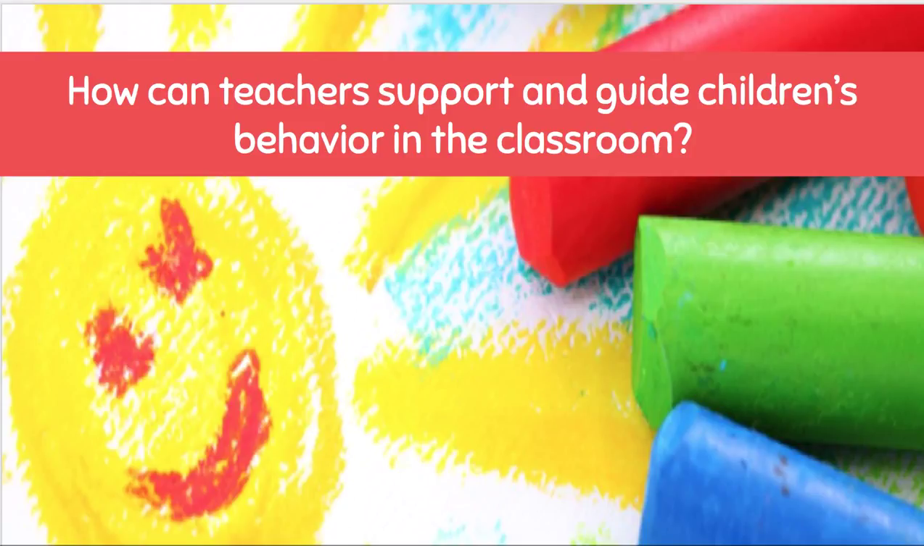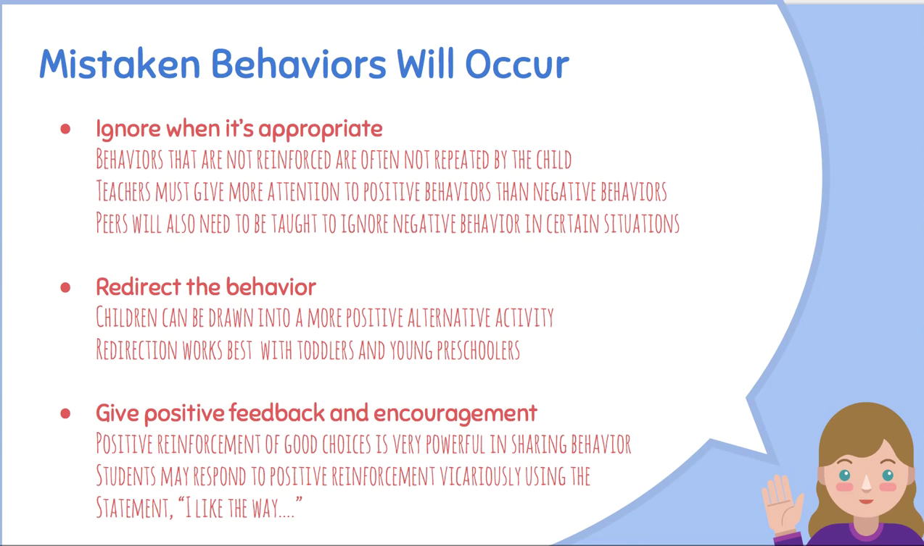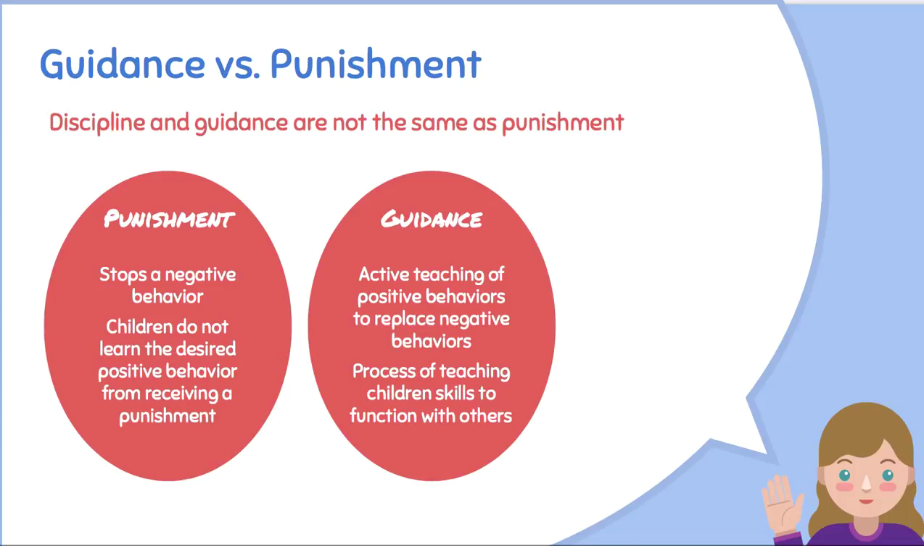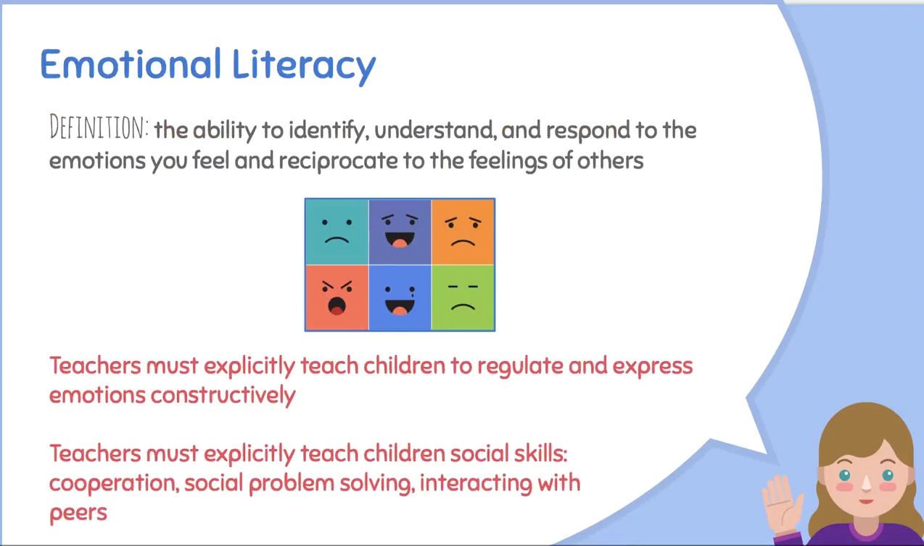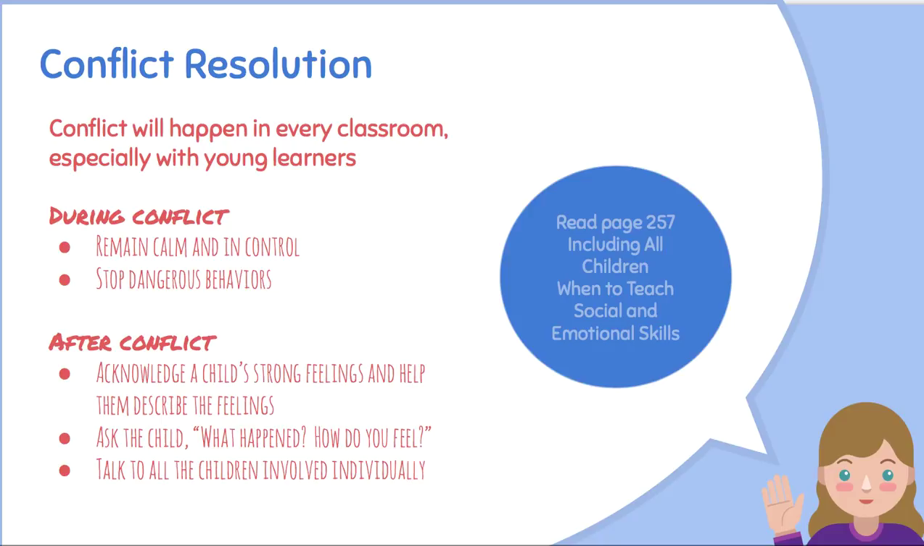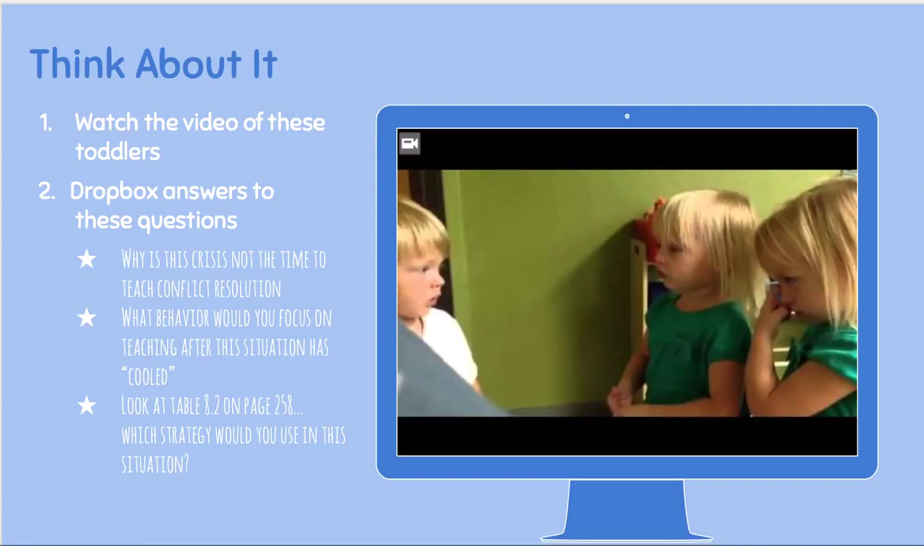How can teachers support and guide children's behavior in the classroom? We're going to look at those mistaken behaviors. There's 3 steps we want to work through. We're going to look at the difference between guidance and punishment, look at emotional literacy, and conflict resolution. So just follow through with those slides. Then we're going to try to think about it.